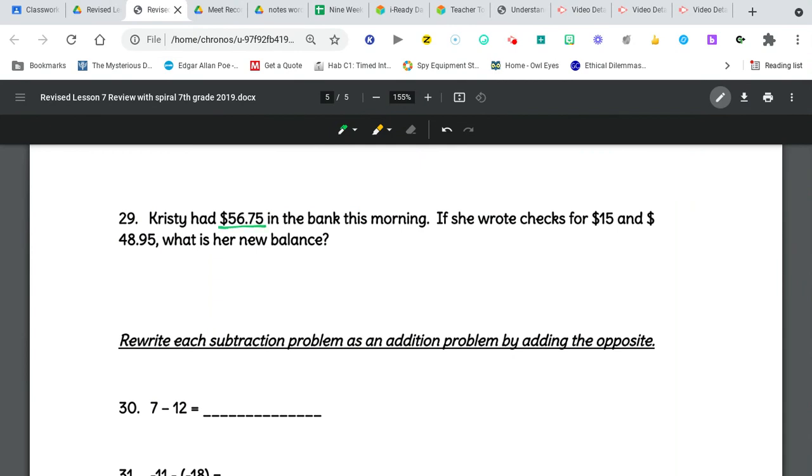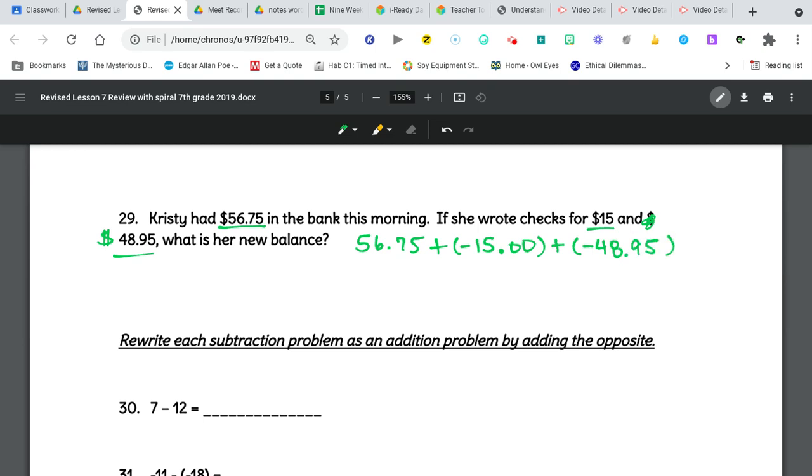Christy has $56.75 in the bank. She had that this morning. And she writes checks for $15, and I'm going to put this down here, $48.95. So what's her new balance? So she starts off with $56.75, and she writes checks for 15, so that's going to be plus negative. I'm just going to go ahead and add it. Zeros make it look like money. $15, and she wrote a check for $48.95, so that's going to be plus negative $48.95.